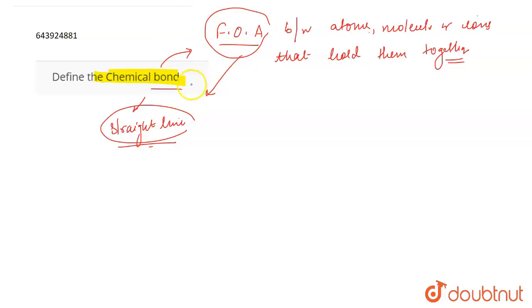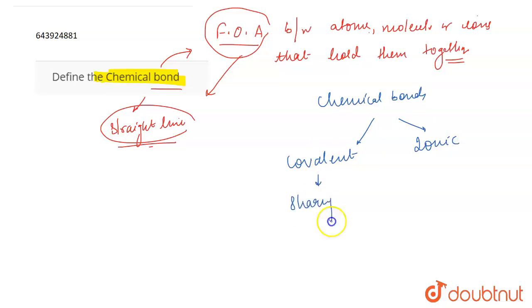And there are two broad categories of a chemical bond, right? There can be two broad categories, like the type of bonds, which can be a covalent bond or an ionic bond, right? A covalent chemical bond is formed by the sharing of electrons, whereas an ionic bond is formed by the transfer of electrons, right?